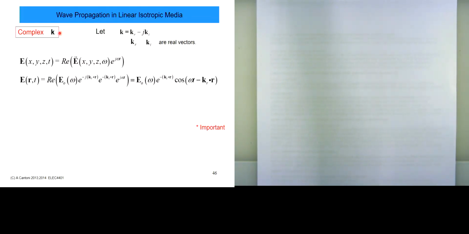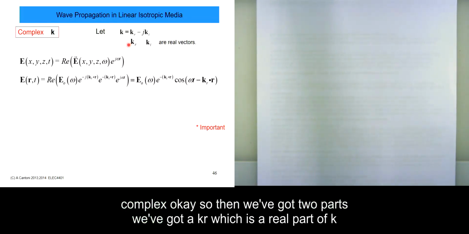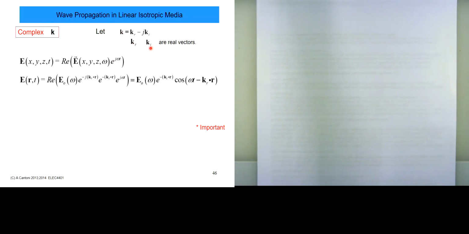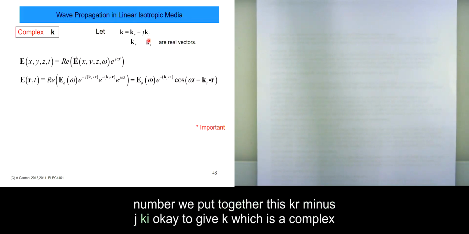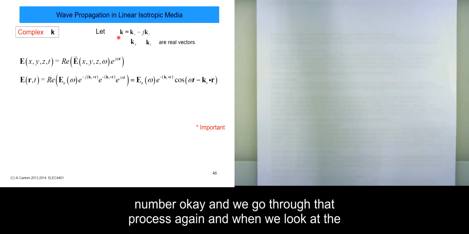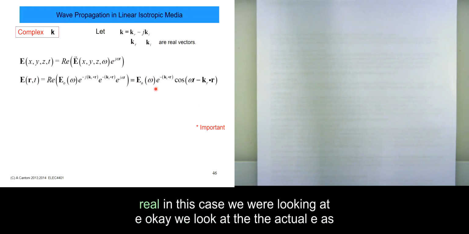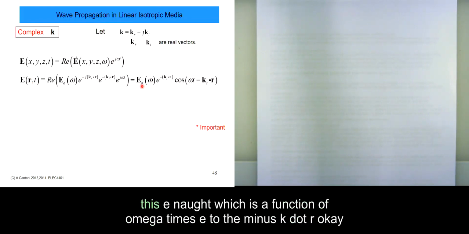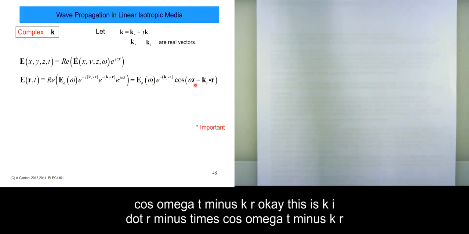We also let this k be complex, so we've got two parts: kr, which is the real part of k, and ki, which is a real number as well. We put them together as kr minus j ki to give k, which is a complex number. We go through that process again, and when we look at the actual vector E as a function of position r and t, it's going to be this E naught, a function of omega, times e to the minus ki dot r, times cos(omega t minus kr dot r).